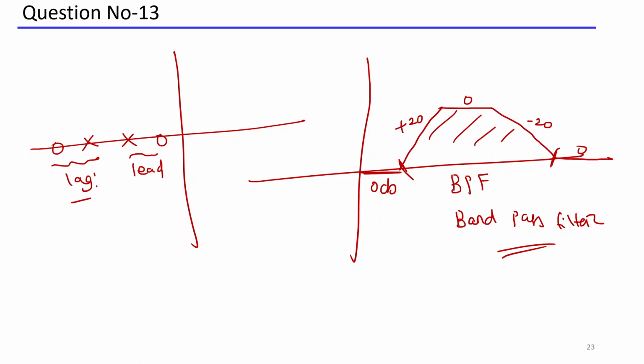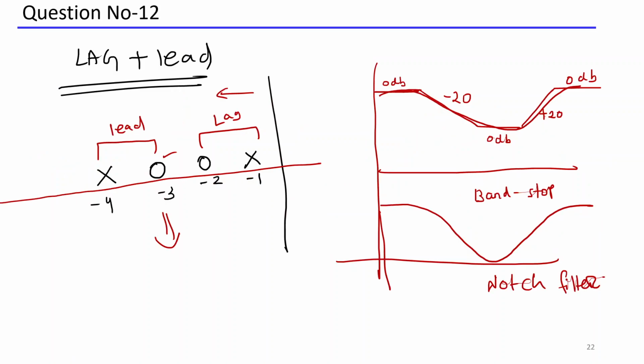Sir, why is the previous lag plus lead called a notch filter? Because it is having a notch here. At a particular frequency, it cuts off. It doesn't allow that frequency, just having a notch. It's a notch shape like that. That's why it is called the notch filter.